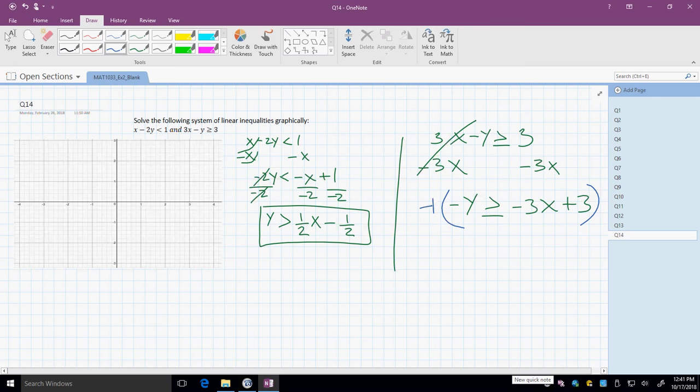You can divide or multiply. I like multiplication better than division. Let me erase everything again and write it quickly. Okay, I got it. It looks kind of weird, but it's there. I'm going to distribute the negative. I want a positive y. So now I have y less than or equal to 3x minus 3.